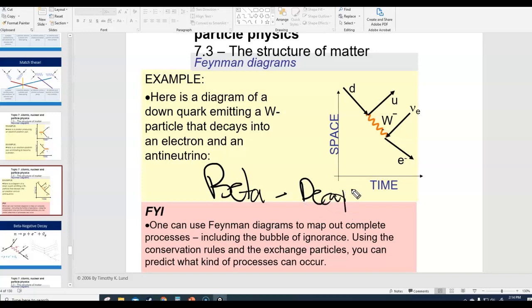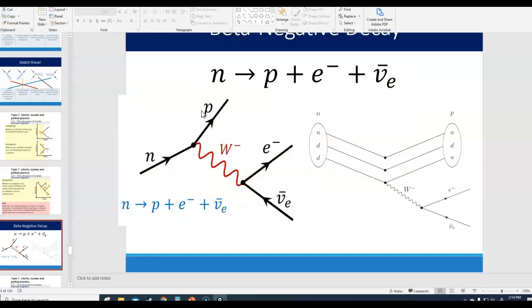In beta minus decay, a down quark within a neutron decays into an up quark, which changes the particle from a neutron to a proton, and in the process also ends up emitting an electron and an electron neutrino. This is a very commonly seen one that you definitely need to be able to recognize. This is for beta minus decay. And on the next slide, we'll see basically the exact same reaction written slightly differently.